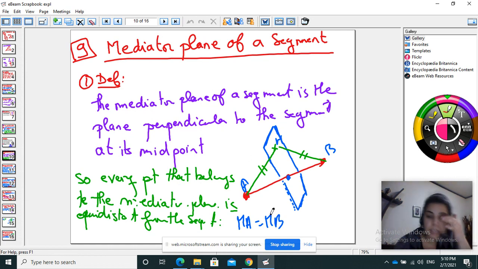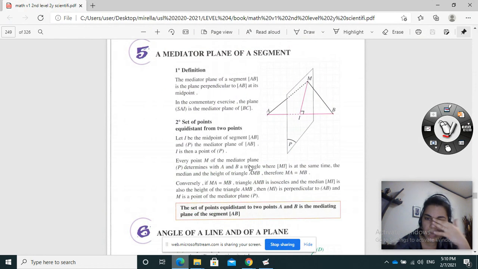So if you want, guys, I will show it to you in the book. The figure is more accurate. I have the segment AB. I is the midpoint. This plane P is cutting like this. It cuts the segment in its midpoint. So this is called the mediator plane. Any point M, you can see it's on the plane, it's equidistant. So I can write MA is equal to MB.